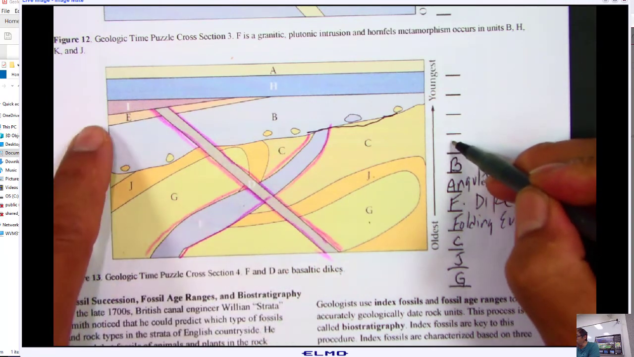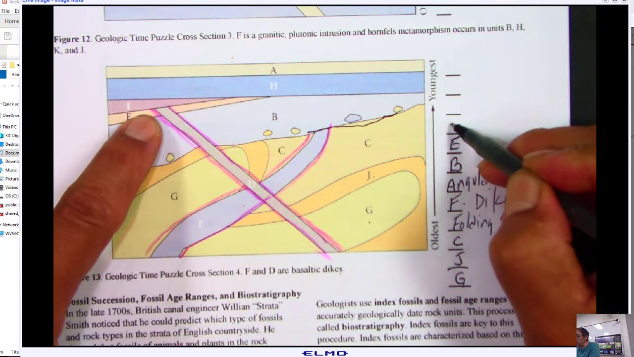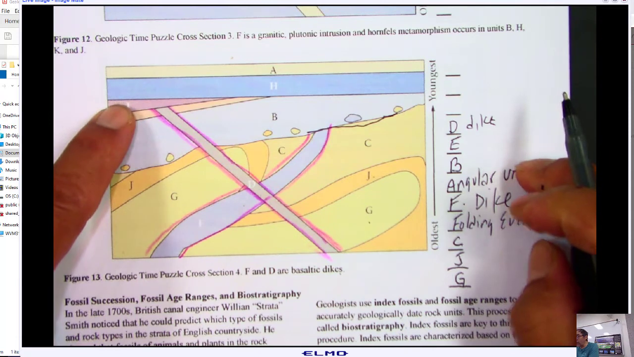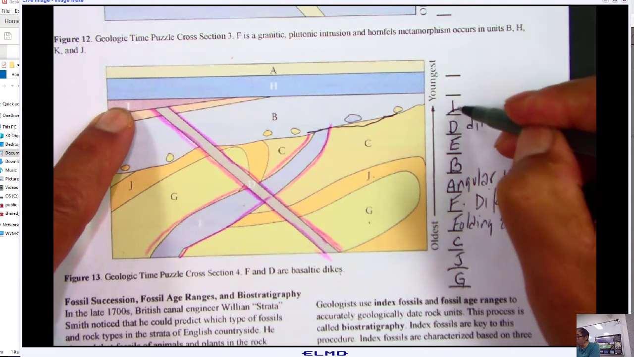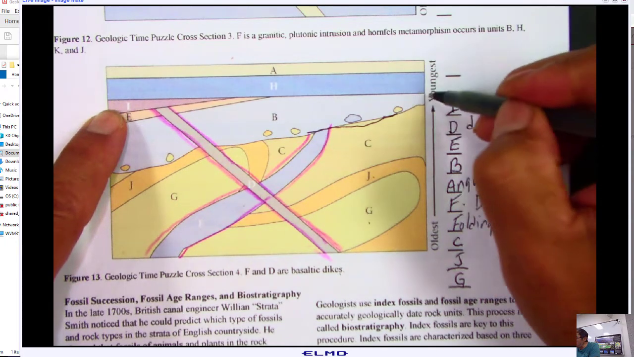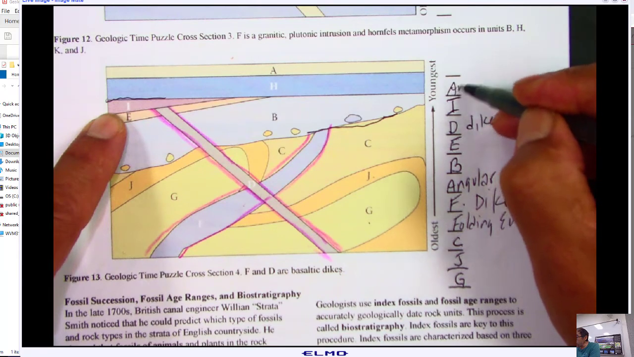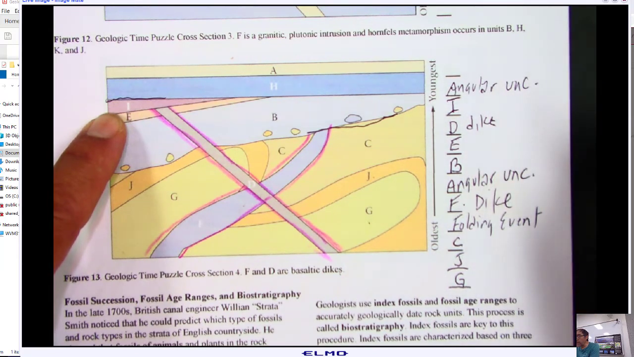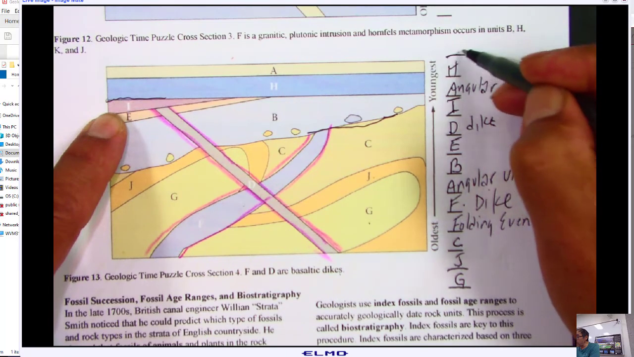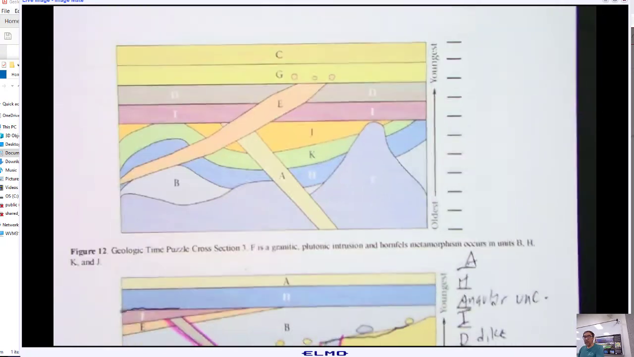And then I'm going to have E. But then the next thing, C, I'm going to have this intrusion D come in here. So D is another dike because it doesn't intrude I. So I is going to be an event that occurs later on after the intrusion of D here. And then now I have another unconformity right here, right? And that's going to be another angular unconformity. And the last two units I have are H and A. There, I completed that whole sequence. So I'll let you do figure 12 here.